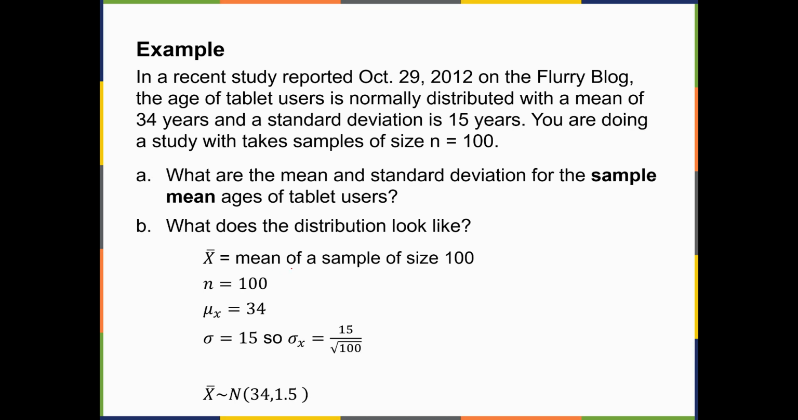So X bar is now the mean of a sample of size 100. The size of the sample is 100. These are things we need. The mean stays the same. It's still 34. Sigma was 15 for the normal distribution for the ages of the tablet users. So the sigma X bar for the sampling distribution is going to be sigma divided by the square root of n. So 15 divided by the square root of 100. So this distribution, the distribution of sample means, is normally distributed with a mean of 34 and a standard deviation of 1.5.